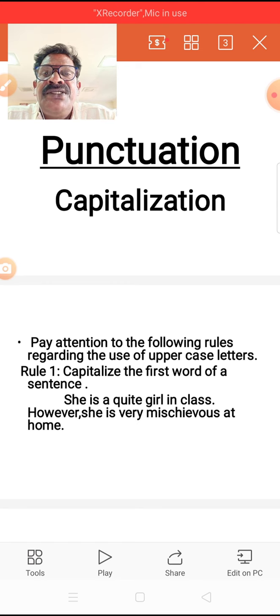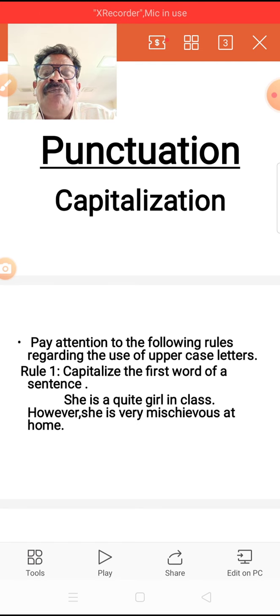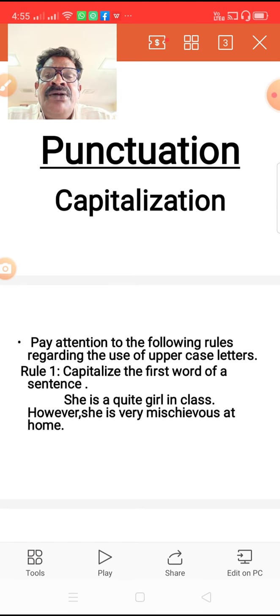writing of sentences will take place, whereas concerned to English medium guys from 3rd standard itself writing sentences will take place. So anyhow, this is a very easy one, even though most of the students commit mistakes regarding this punctuation.